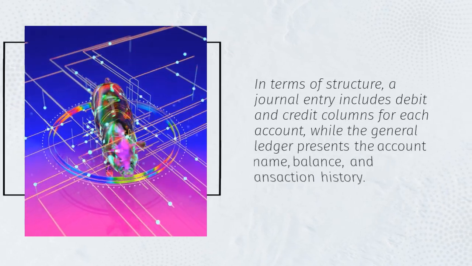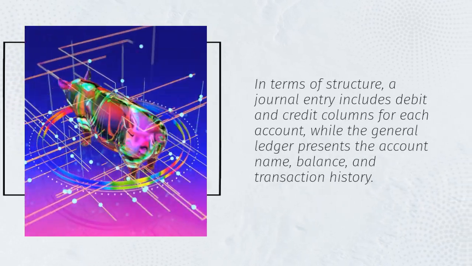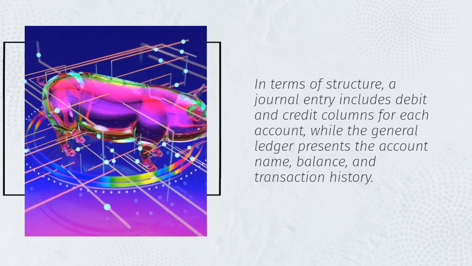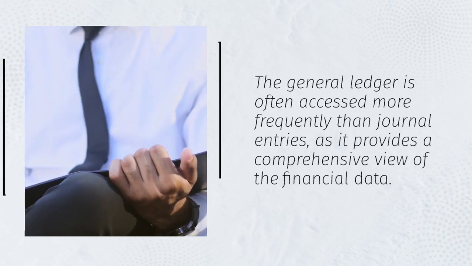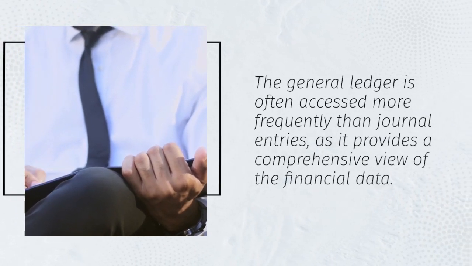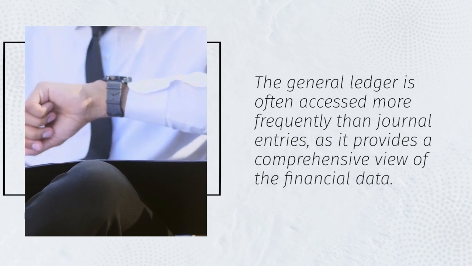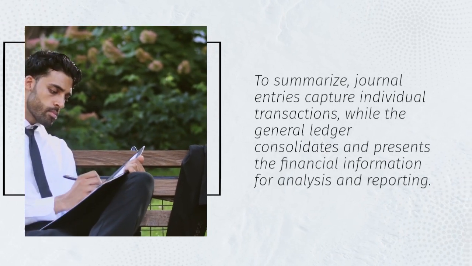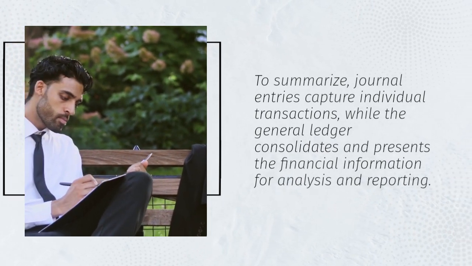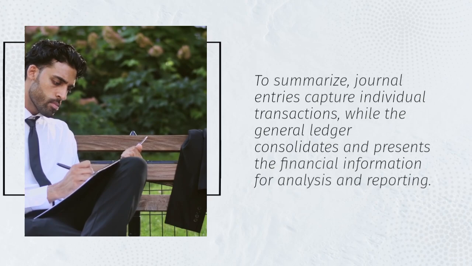In terms of structure, a journal entry includes debit and credit columns for each account, while the general ledger presents the account name, balance, and transaction history. The general ledger is often accessed more frequently than journal entries, as it provides a comprehensive view of the financial data. To summarize, journal entries capture individual transactions, while the general ledger consolidates and presents the financial information for analysis and reporting.